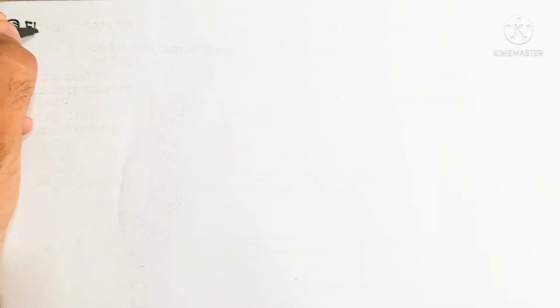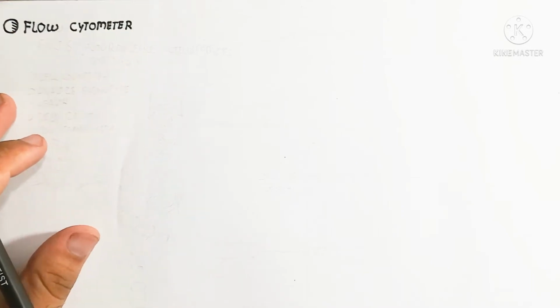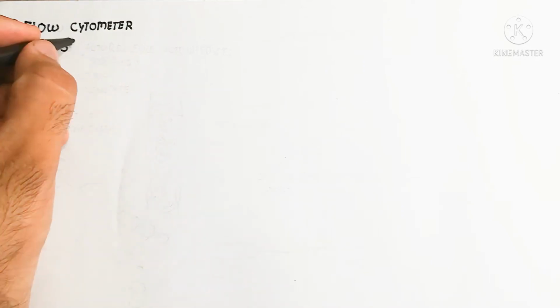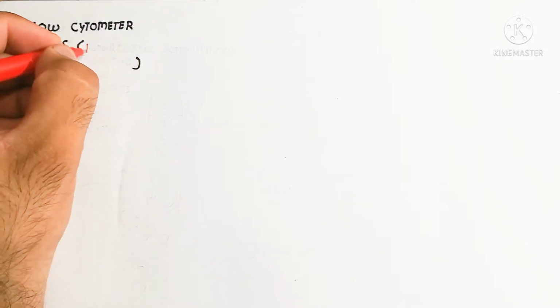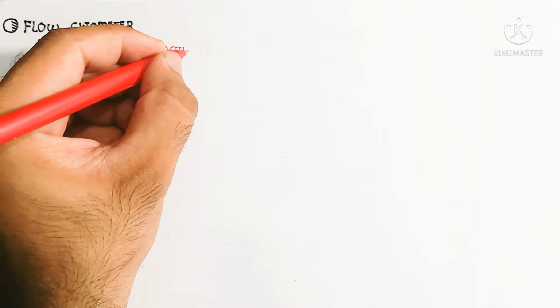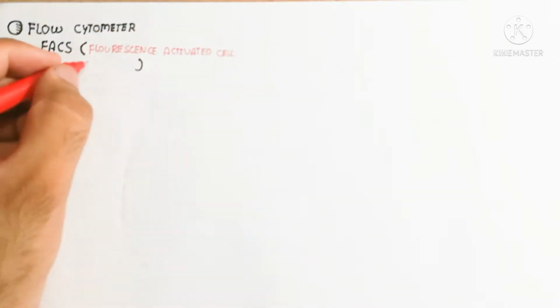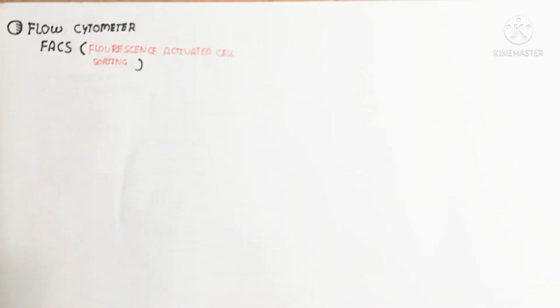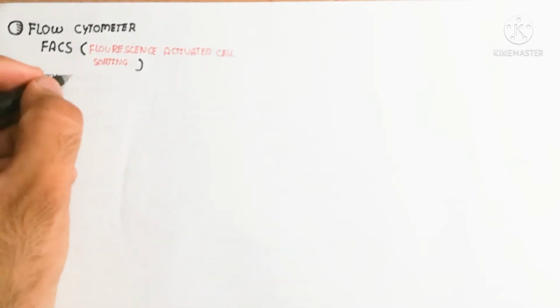Hello, in this video we will discuss the flow cytometer. So what does that mean? Flow means the movement, cyto means the cell, and meter means the measurement tool. We can say the simple name is FACS, the fluorescent activated cell sorting mechanism. So this method is known as FACS.